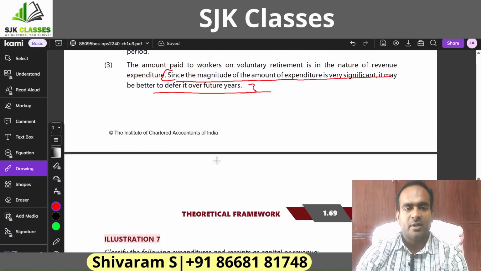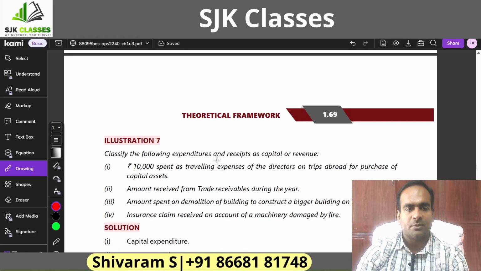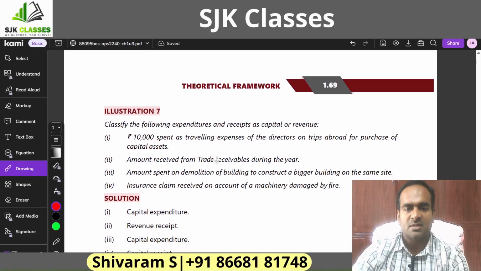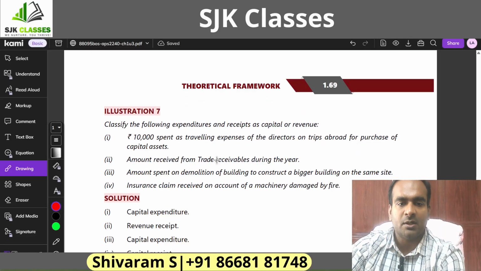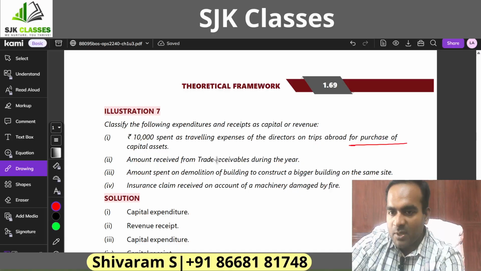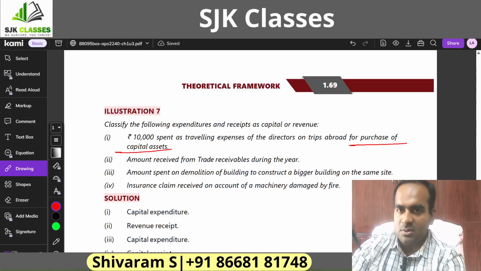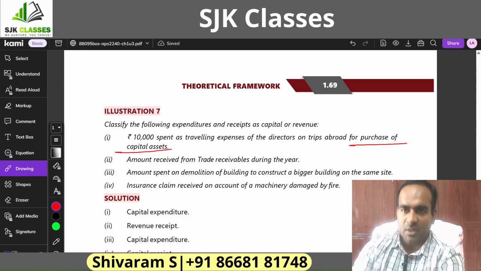Now we'll go for some more examples. Next question. Illustration number 7. Classify the following expenditure and receipts as capital or revenue. 10,000 spent on traveling expenses of directors on trips abroad for what? Not for recreation. For the purchase of capital assets. The directors are going abroad to purchase some asset. So without this expenditure, you won't be able to bring the asset to our place and we can't use it.